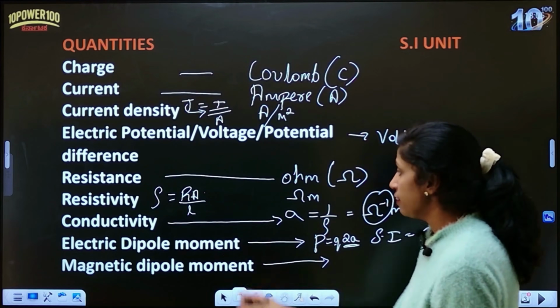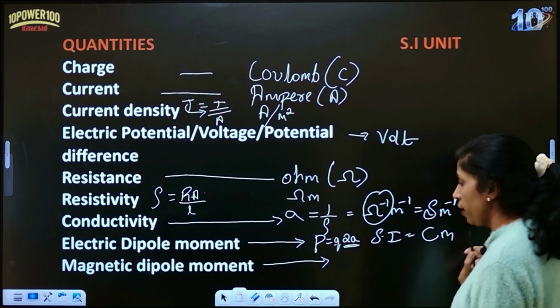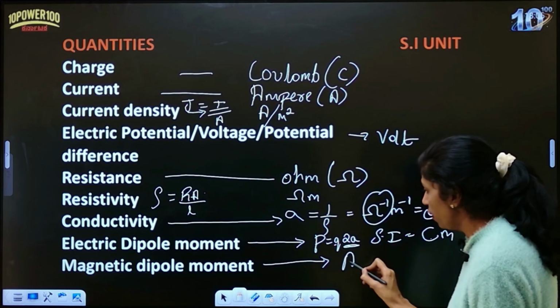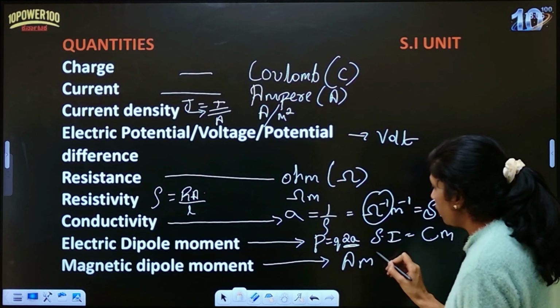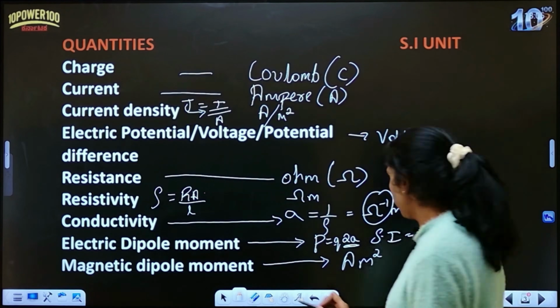Next, what is the SI unit of magnetic dipole moment? Electric dipole moment is Coulomb meter, right? So here for magnetic dipole moment, instead of Coulomb take ampere, and instead of meter take meter square. Therefore, SI unit of magnetic dipole moment is ampere meter square.